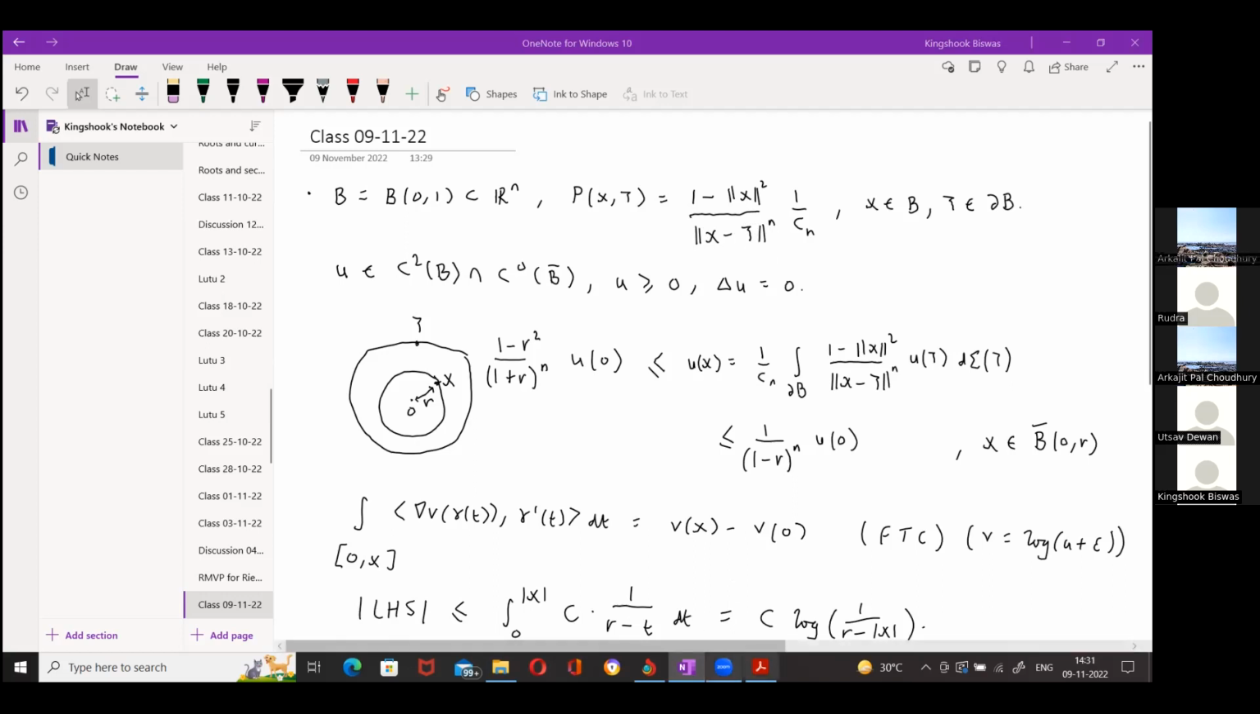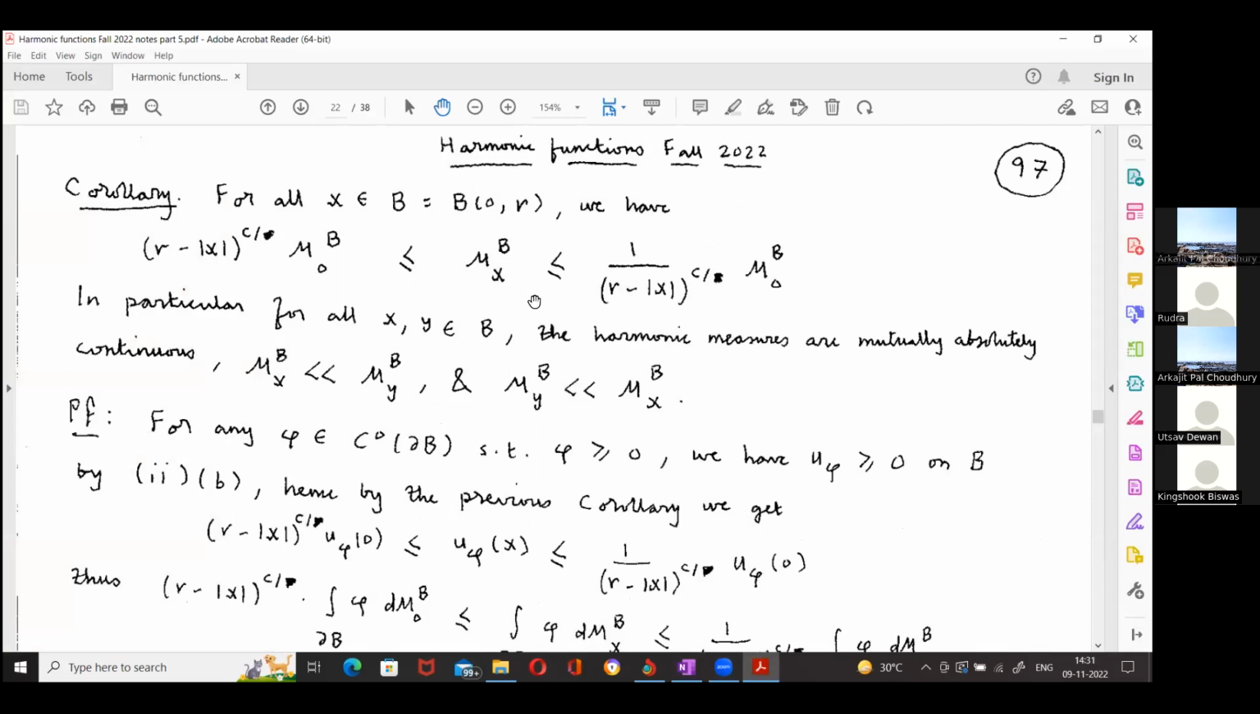So here, abstractly, what is the Poisson kernel in a manifold, in a geodesic ball? It's the Radon-Nikodym derivative, d mu_x^B divided by d mu_0^B. We're getting an upper bound for its sup norm: it is less than or equal to 1 over (r minus |x|) to the power c. So, like in the Euclidean setting, it can blow up at most like a polynomial in the distance to the boundary. In that sense, the abstract Poisson kernel is similar to the Poisson kernel of Euclidean space.